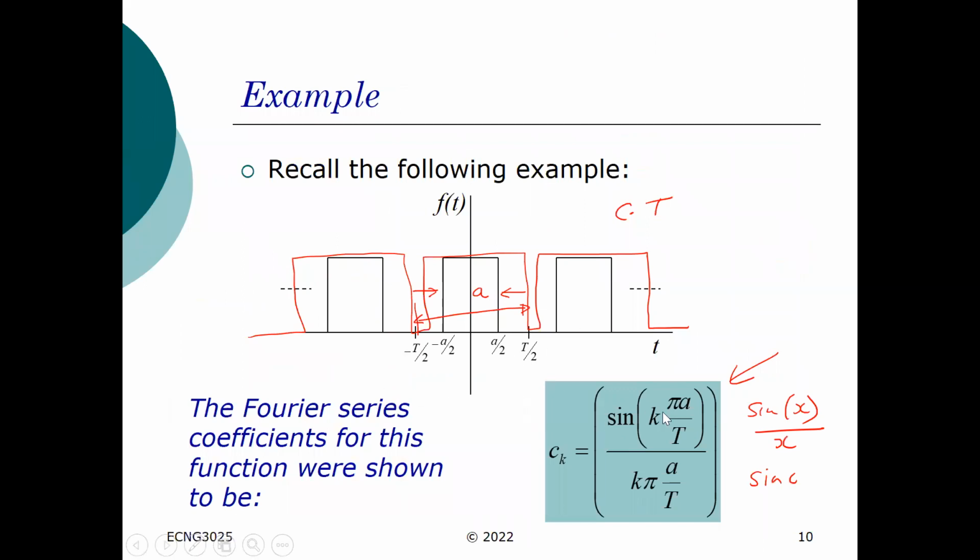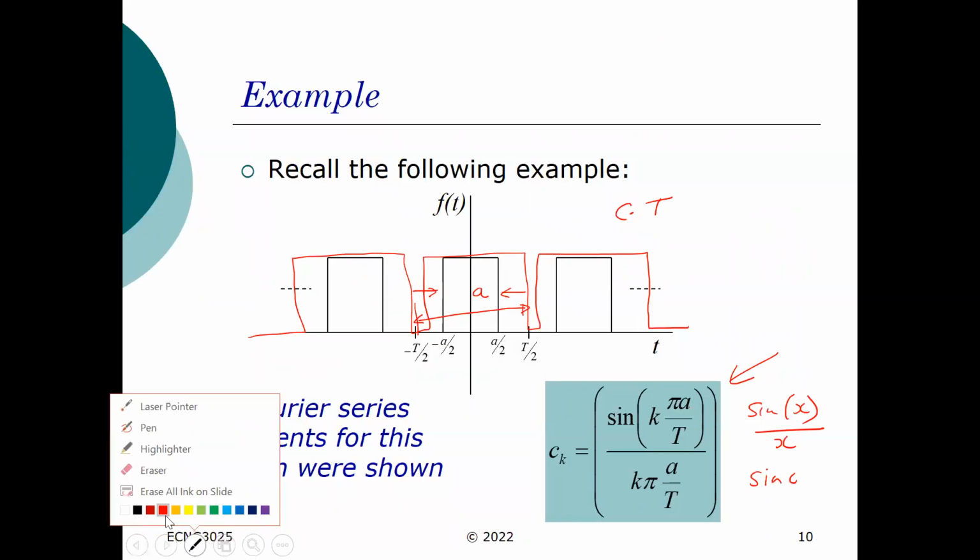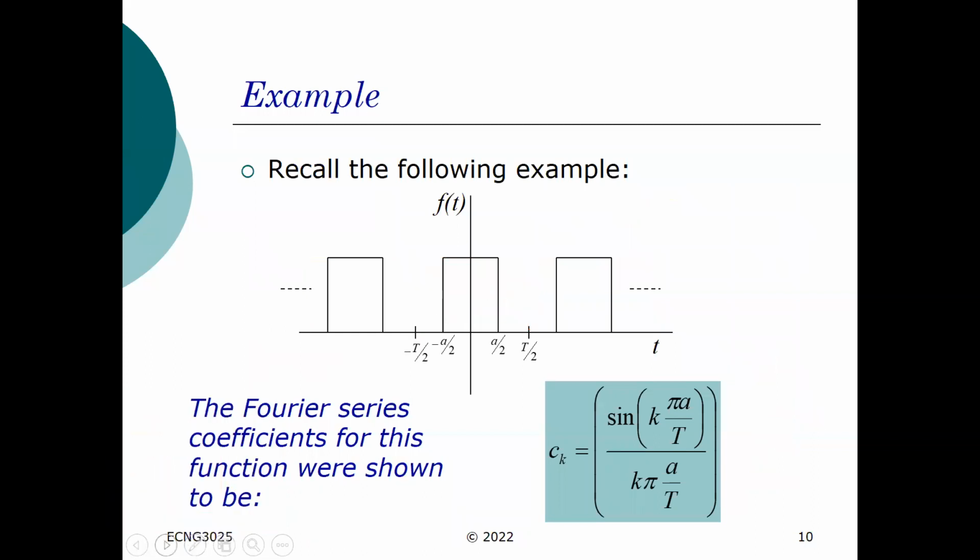Also, if the period T increases, so in other words, instead of this, let me just clear some of this here a little bit. If the period increases, so instead of this, if I have this now, right? So this is still A, but the period is now increasing.